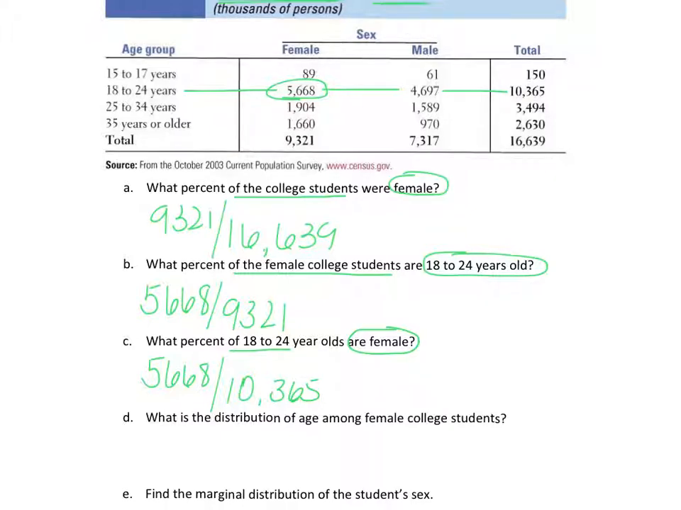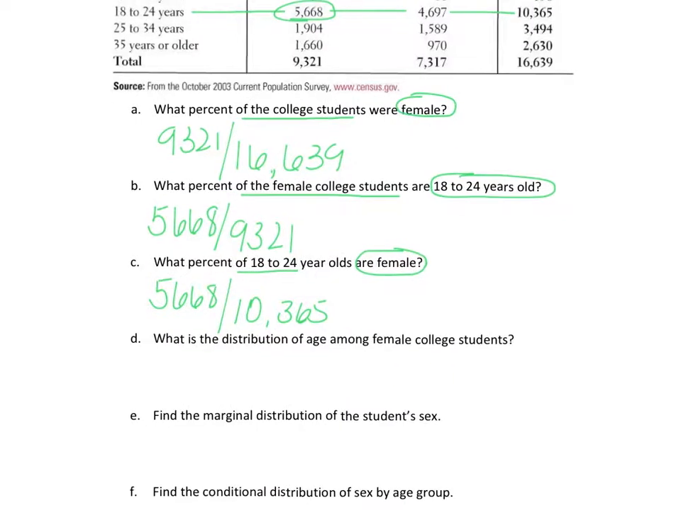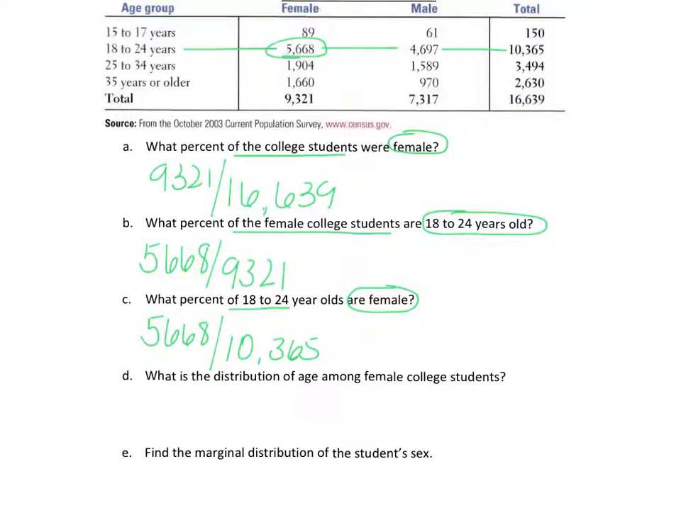D asks me for the distribution of age among the female students. So how are the females divided, basically? The females in our group from 15 to 17, we have 89, out of all the females.